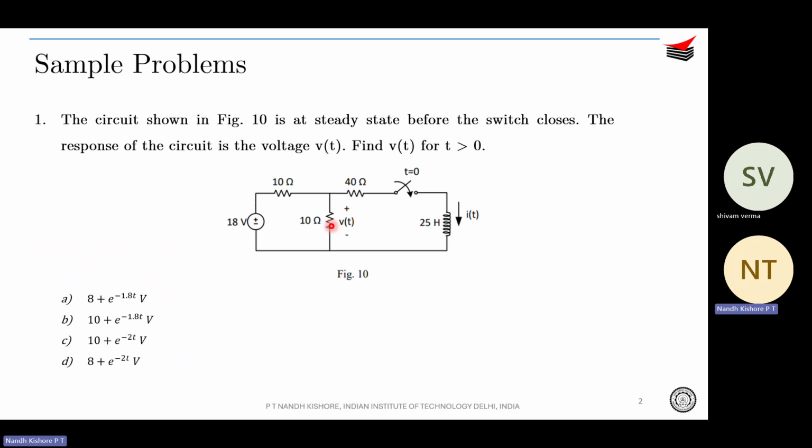The question is: find V of t for t more than 0. So at the instant the switch is going to close, how would my response V of t look? Now, I of t is the current through the inductor, obviously. We have been given 4 options, and we just need to find out the correct one.